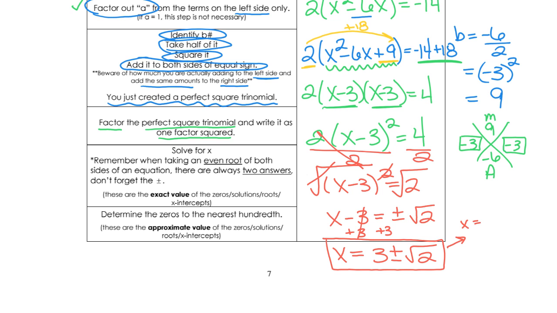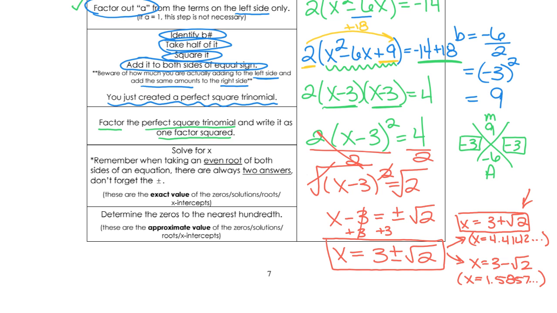x equals 3 plus the square root of 2, which if you type into your calculator is approximately 4.4142... That's the decimal value, but that's not exact. This is exact, and so we want to keep that. Our other answer is x equals 3 minus the square root of 2, which if you type that into your calculator, you end up with a long, ugly decimal of 1.5857... Again, that goes on forever, so that's not exact. This one here is exact.